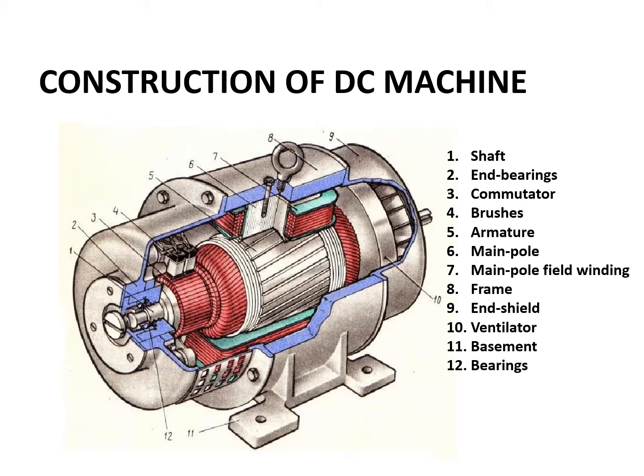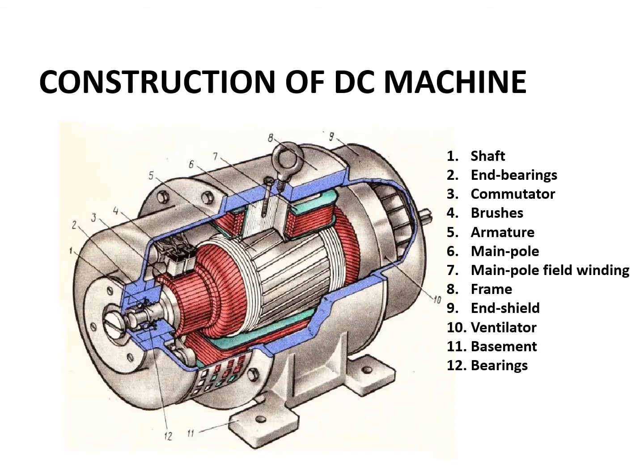The commutator is the third indication. We know the commutator is the device required to convert AC to DC in the case of a DC generator, and it also converts DC to AC in the case of a DC motor.